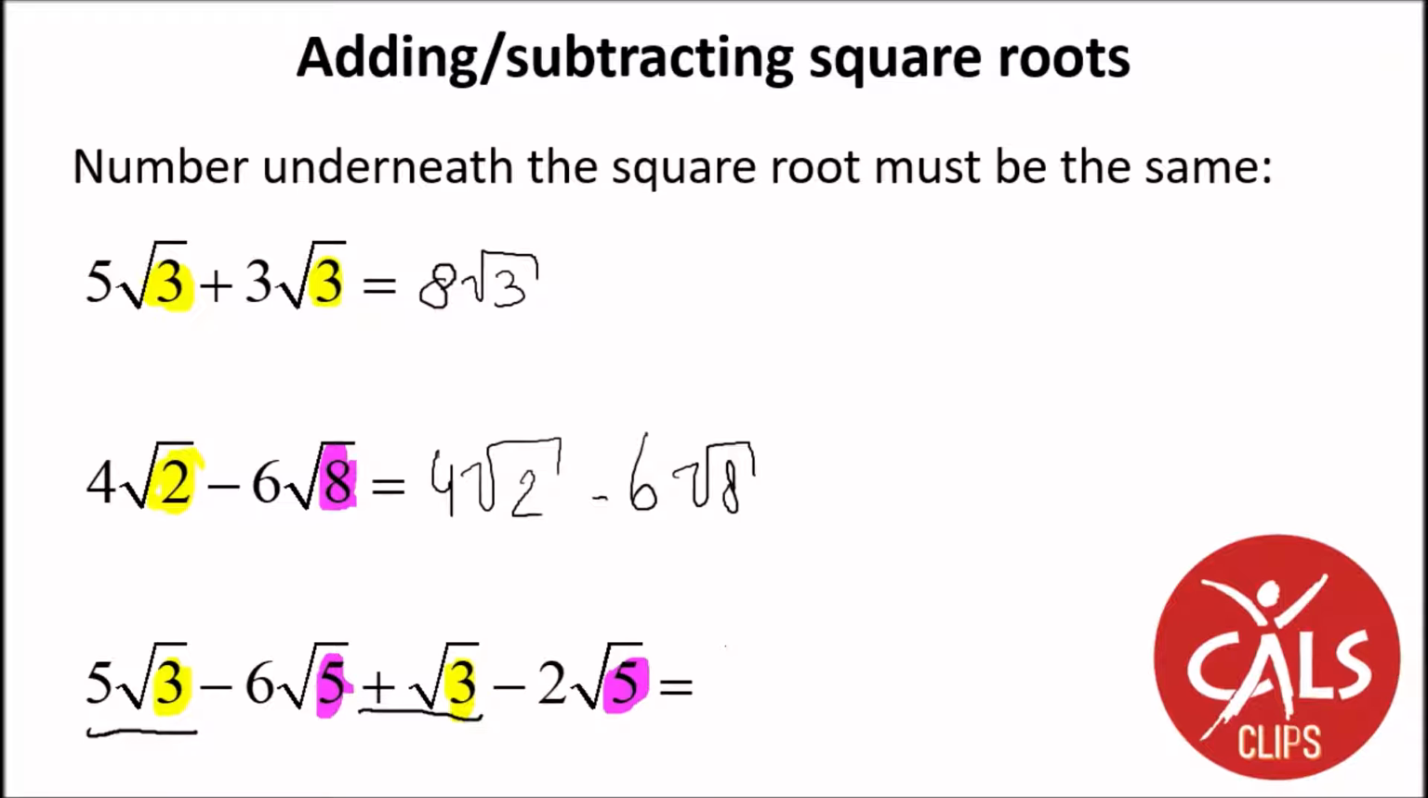And as you know, if there's nothing in front of it, it means a 1. So 5 plus 1 is 6, so I have 6 square root of 3. And then minus 6 square root of 5 minus 2 square root of 5. Minus 6 minus 2 is minus 8, so it's minus 8 square root of 5.